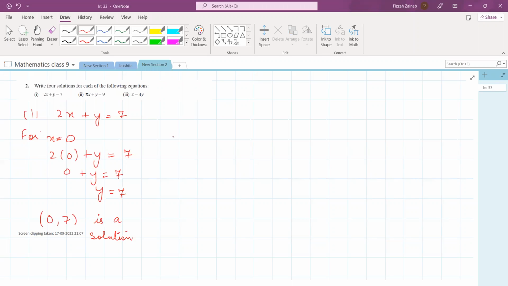Okay. Next, you can take for x is equal to 1, right? So 2 into 1 plus y is equal to 7. So 2 into 1 is 2 plus y is equal to 7. So y will be 7 minus 2. So y will be 5. So you will write that 1 and 5 is a solution.